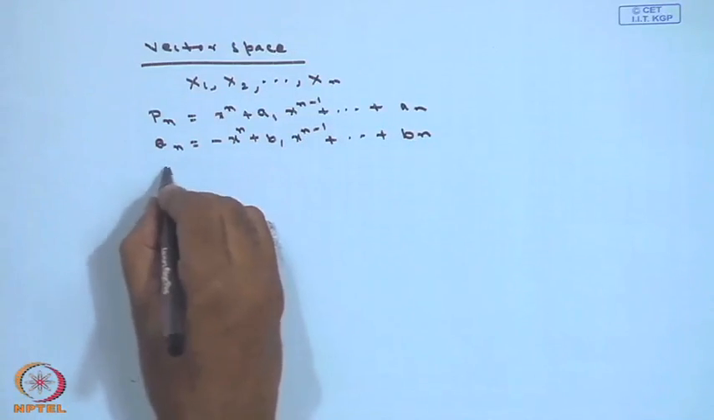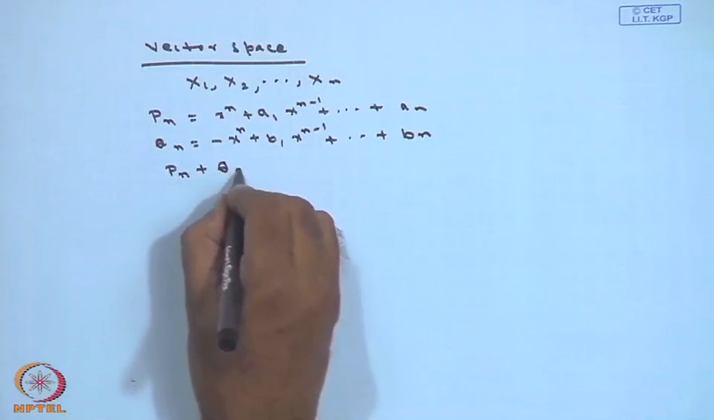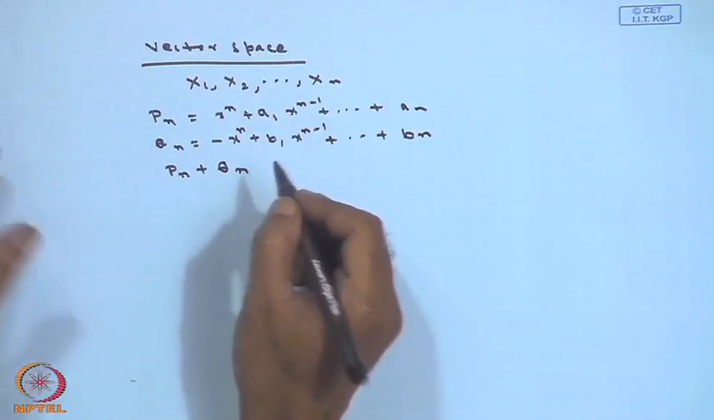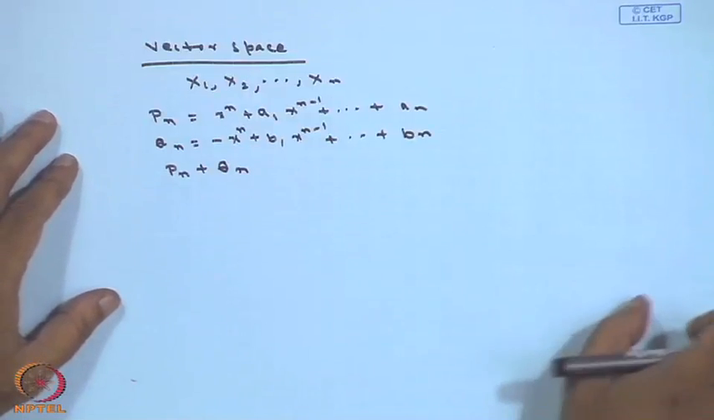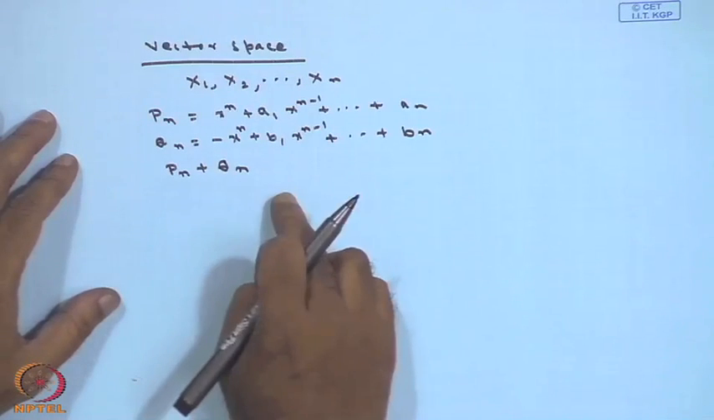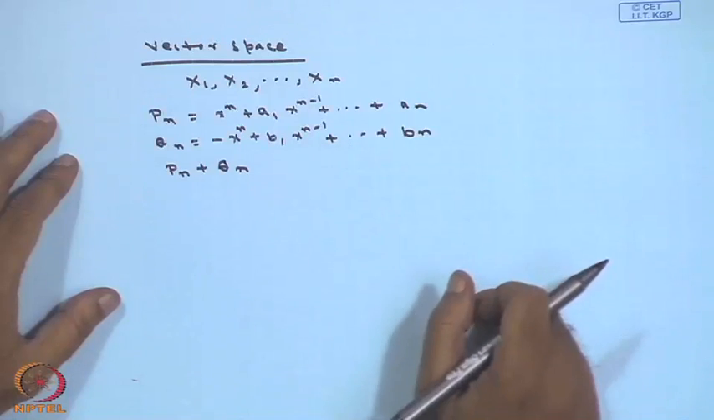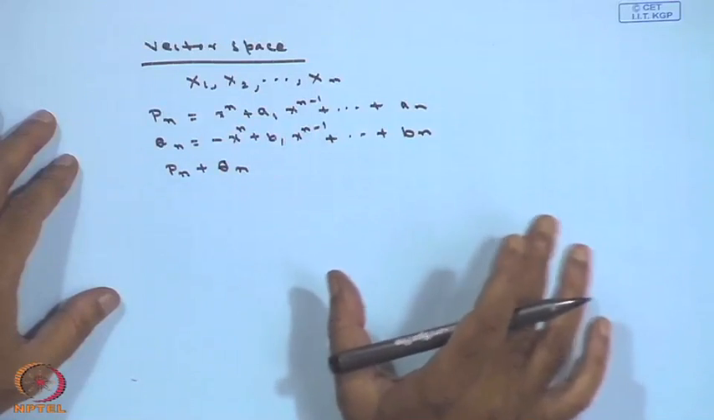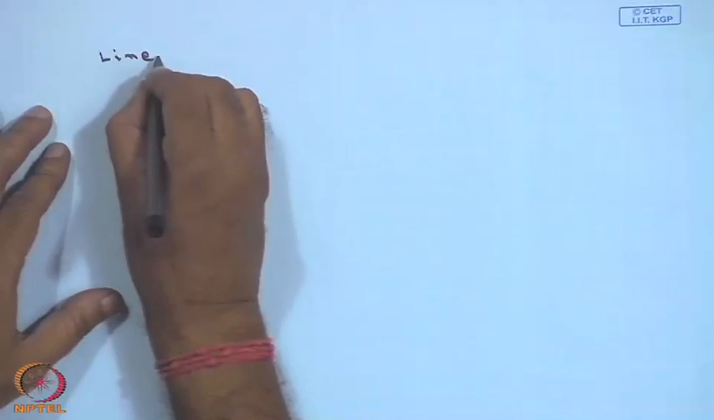Now, if you add these two polynomials, P_n plus Q_n, you will find that you are getting one polynomial whose degree is n minus 1, but my set was the set of all polynomials of degree n. So, we can conclude that the set of all polynomials of degree n will not form a vector space. Like this way we can check whether a set is a vector space or not. The next one is linear combination.